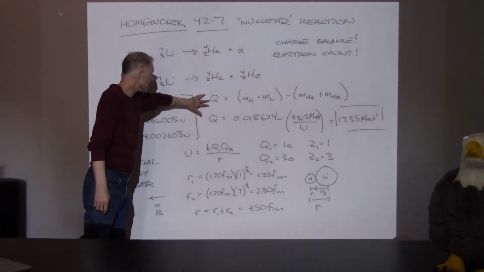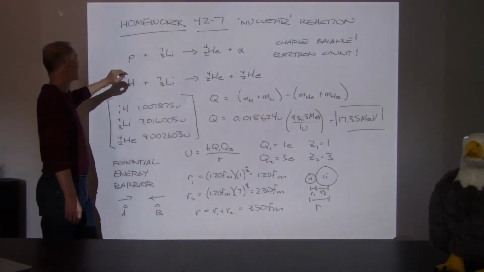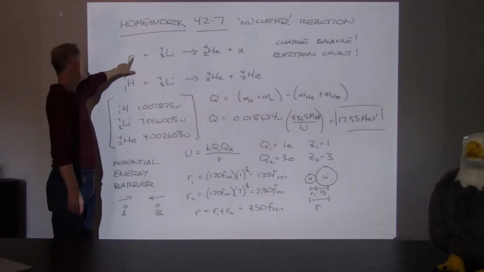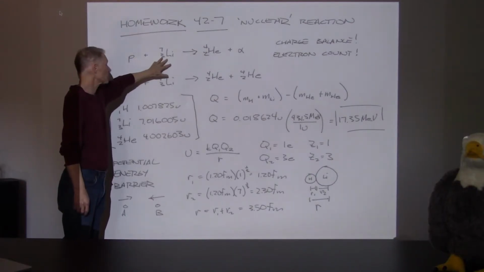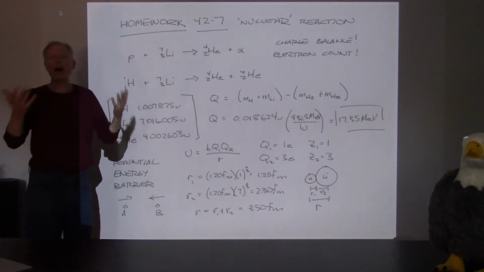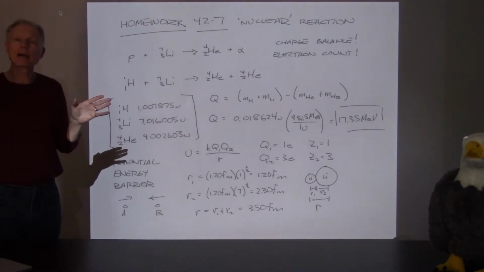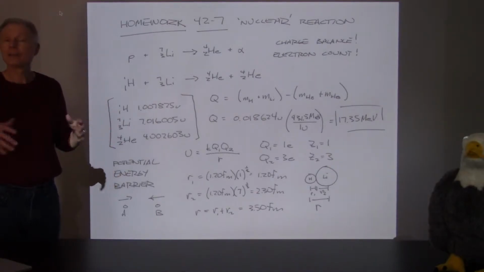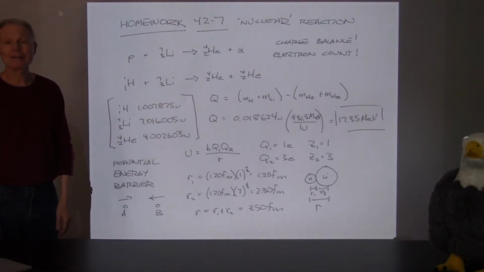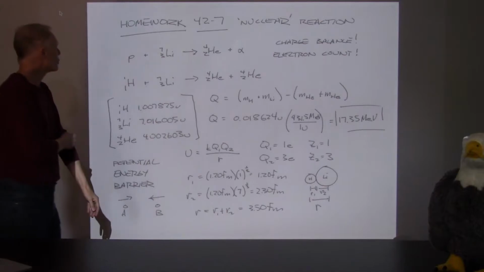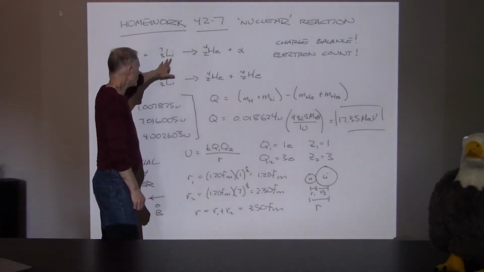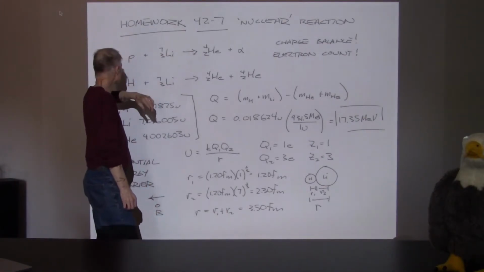So that's going to charge balance, and it's going to give me the correct electron count in order to calculate Q. Again, the actual reaction would be proton comes in, hits the lithium. Now there's 3 electrons here. It's not clear what happens with those 3 electrons. If the 2 helium nuclei come out at really high energy, the electrons could get left behind. Okay, so that's a more complicated, more detailed discussion.